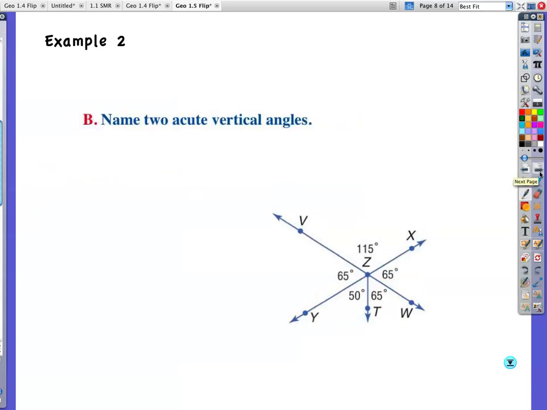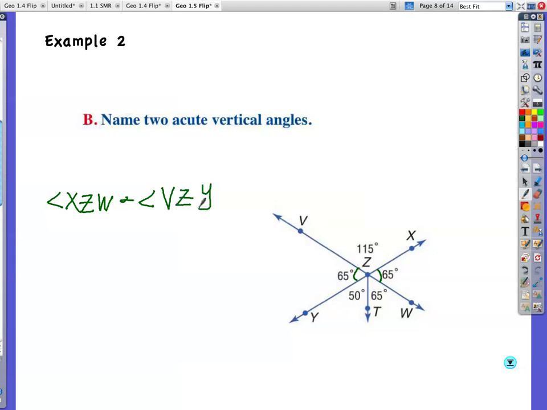Example number 2, name 2 acute vertical angles. In this picture, that's about acute or not, I only see one set of vertical angles that are honest to goodness vertical angles. And we're going to pick this right here with this over here. Vertical, kind of in your mind you're going to think opposite. So I need to name those, so I'm going to have angle XZW, and angle VZY.